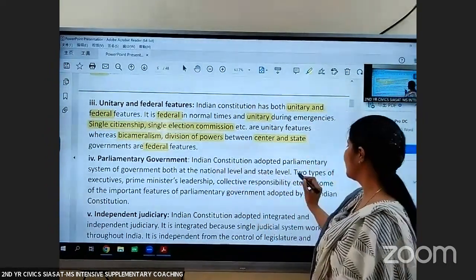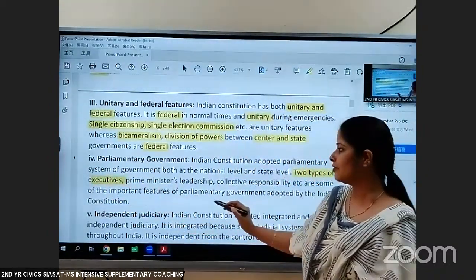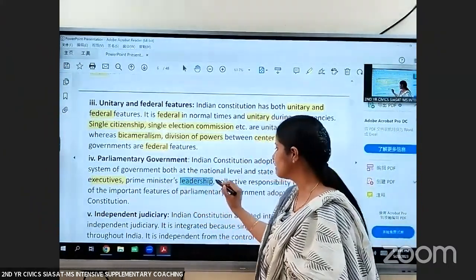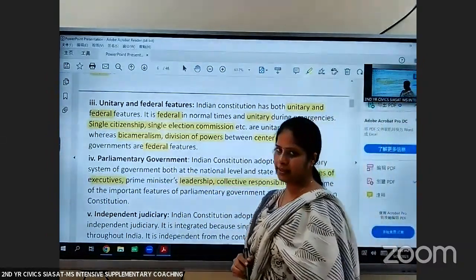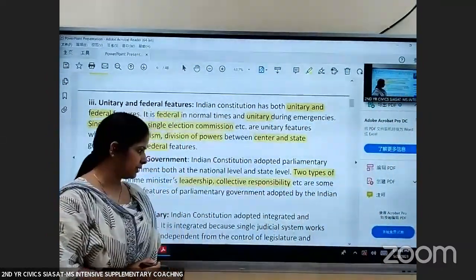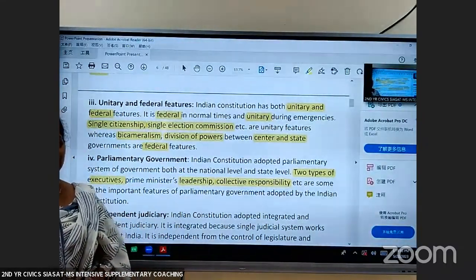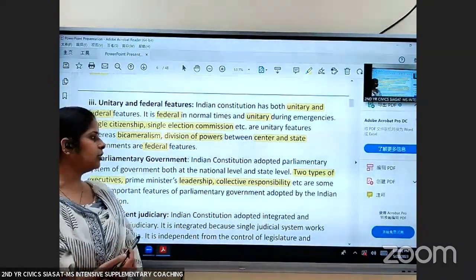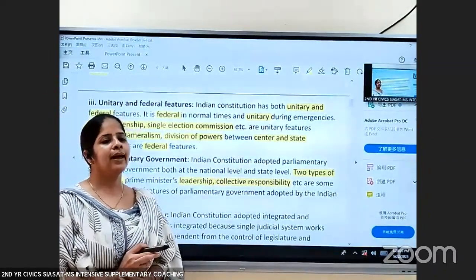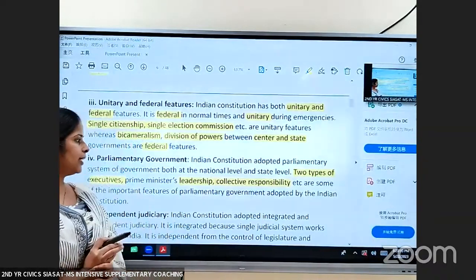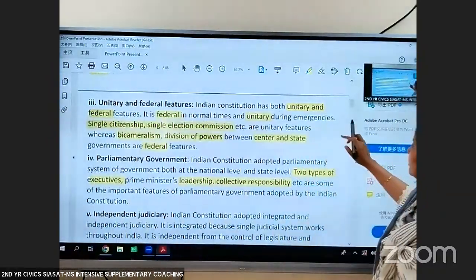So in parliamentary system, I told you there are two types of executives. So when we say two types of executives, there exists Prime Minister's leadership, and there is also collective responsibility. Now, what is this collective responsibility? Collective responsibility means Prime Minister and all his ministers are responsible, answerable to the Parliament. Prime Minister and all his ministers, they are collectively answerable to the Parliament. Okay, I hope I am clear with the parliamentary form of government.